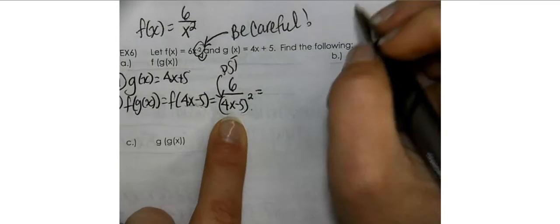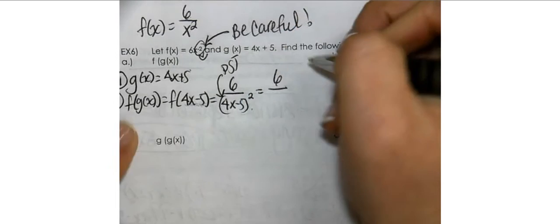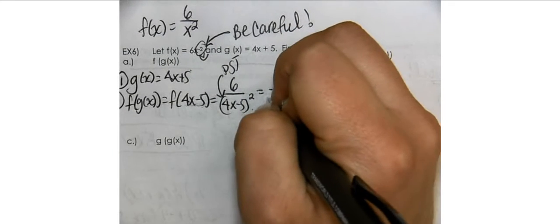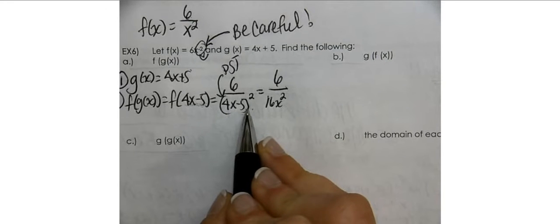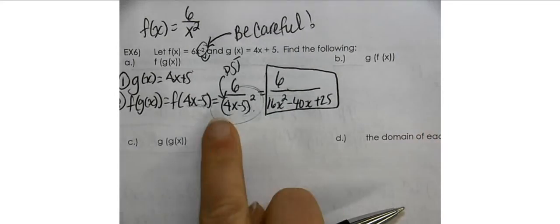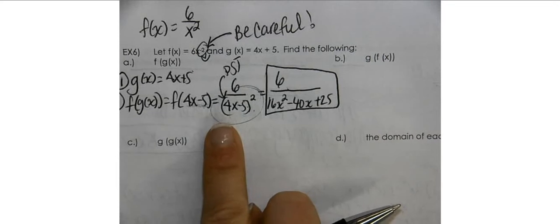But what I'm going to do here is, if you notice that we have a parentheses squared, that's going to be a perfect square trinomial. So I'm going to use my patterns, and this is going to be 6 over 16x squared. 4 times 5 is 20. 20 doubled is 40, so plus 40x. And 5 squared is 25, so plus 25. And that is your answer. Like I said, though, you're going to want it in this factored form for when you're identifying your domain, and we'll talk about that in just a second.